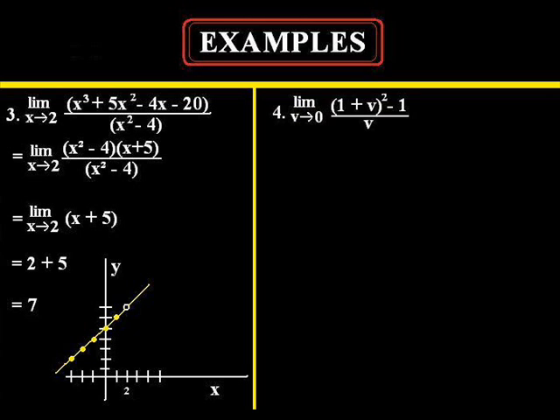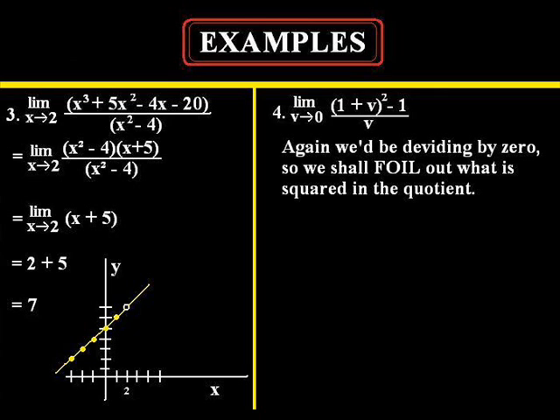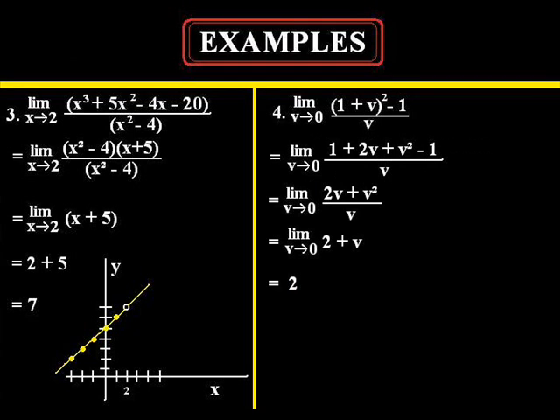Alright, example number 4. The limit as v approaches 0 of (1 plus v) all squared, minus 1, all divided by v. Now we can see a problem. V goes to 0, and on the bottom we have a v, so we're going to be dividing by 0 again. So in order to fix this problem, we're going to have to FOIL out the top and see what happens. Let's do this. FOILing out (1 plus v) squared gives us 1 plus 2v plus v squared.